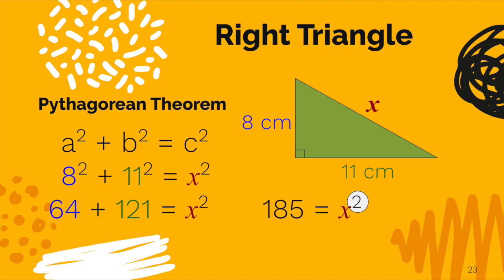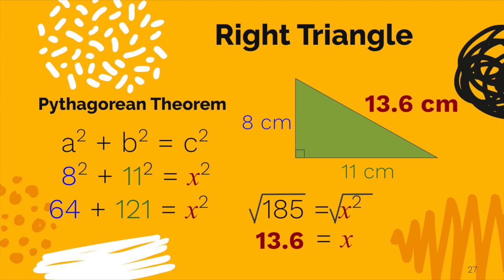Now the question is how on earth do we get rid of that square on the x? Well, that's where the square root comes into play. We're going to square root both sides of this equation, and that cancels the square, leaving x is 13.6. So apparently the hypotenuse on this triangle is 13.6 centimeters.